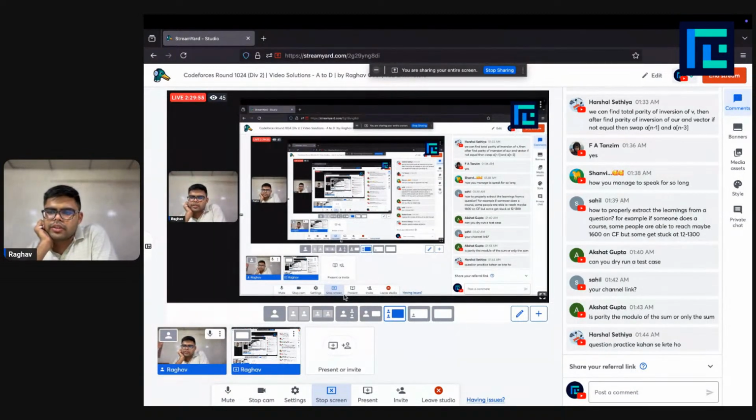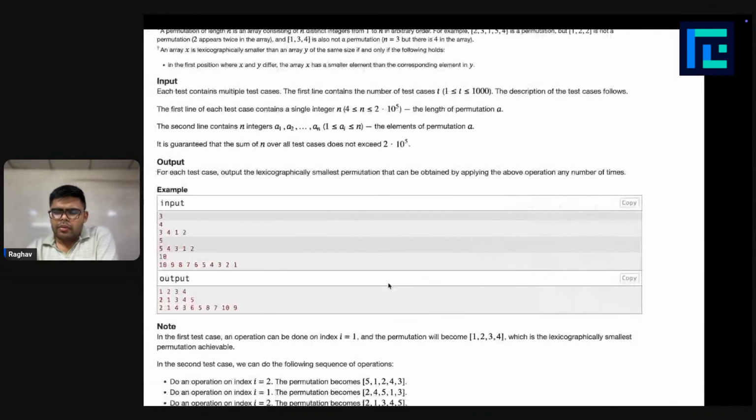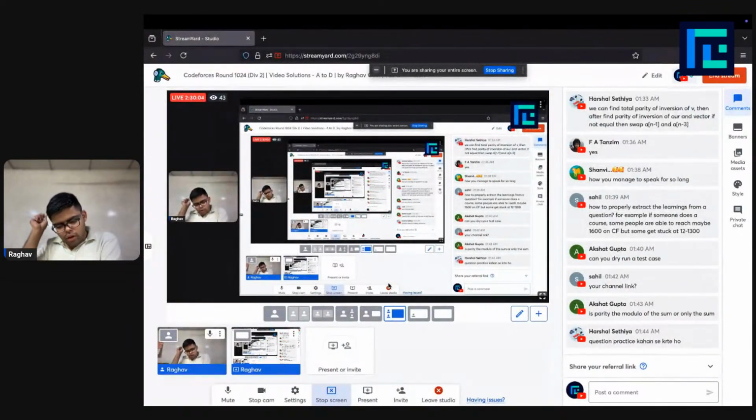Akshat, is parity the modulo of the sum or only the sum? It's the modulo. Modulo.